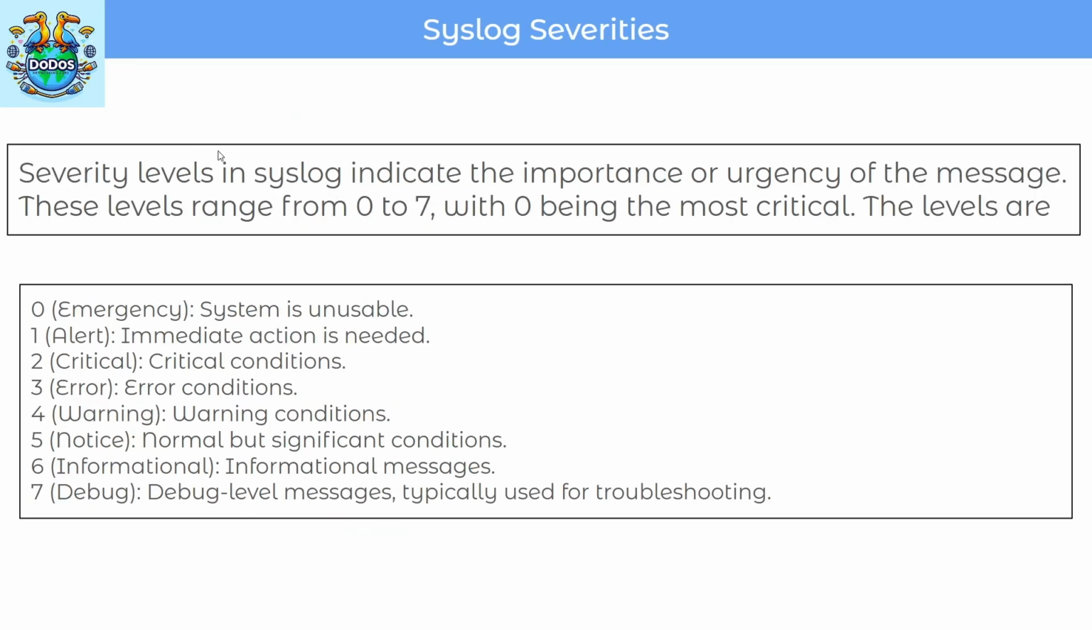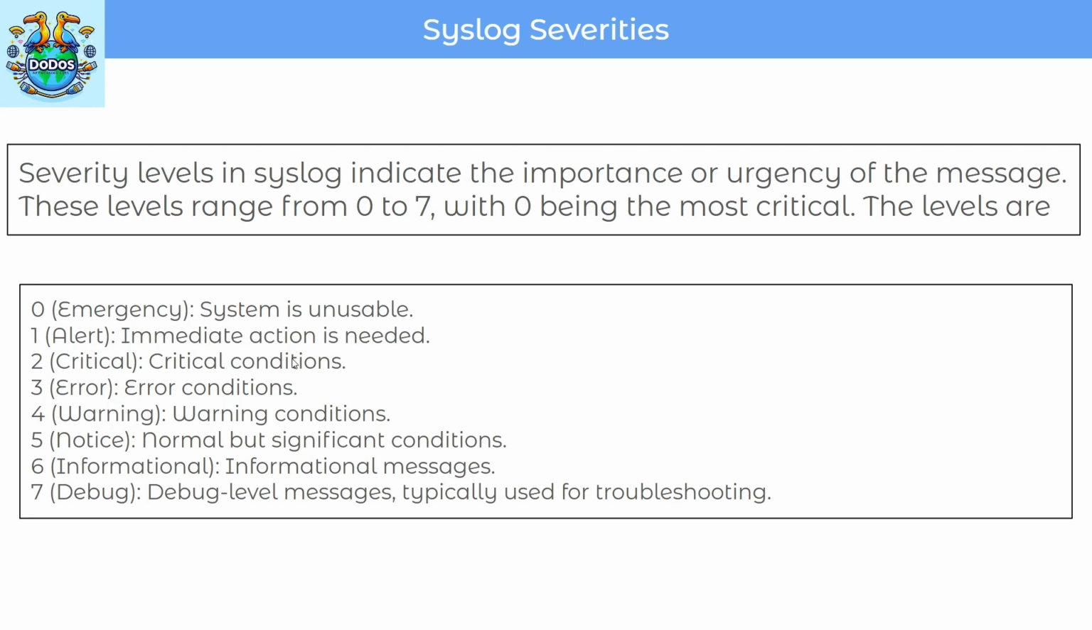Syslog severities. This is what you need to know. So, severity levels in Syslog indicate the importance or urgency of the message. These levels range from 0 to 7, with 0 being the most critical. So it goes from 0 being the most critical to 7 being the least. Remember this. So, the levels are 0, which is emergency, and the system is unusable.